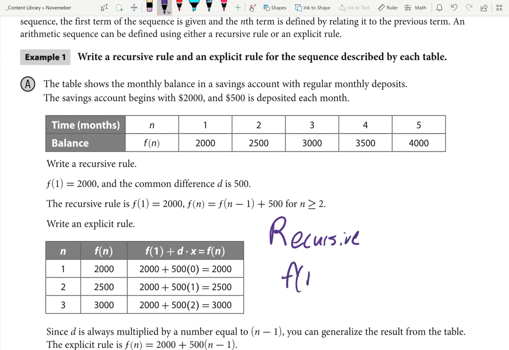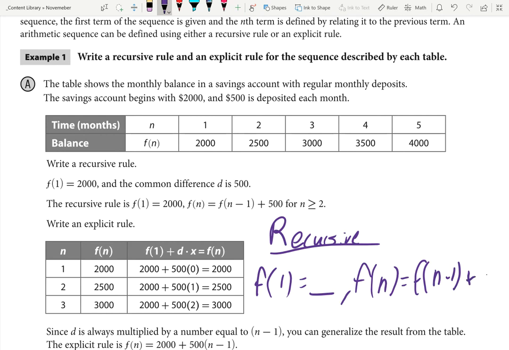So for recursive, it's going to be f of n, which is just like your y equals, right? Equals f of n minus 1 plus d. Also, you have to give the fact that f of 1 equals something. Let me rewrite this so it's a little bit clearer. When you write a recursive rule, you have to write the first term first: f of 1 equals whatever the first term is. And then your actual function, f of n equals f of n minus 1 plus d. f of n minus 1 means the previous term, and d is your common difference. So you take the previous term and add your common difference.